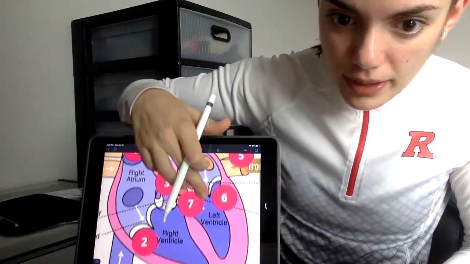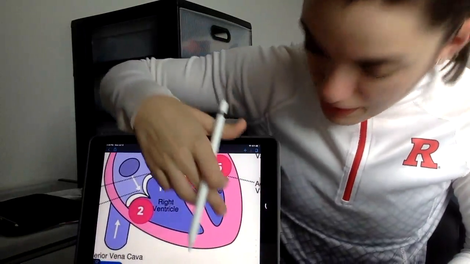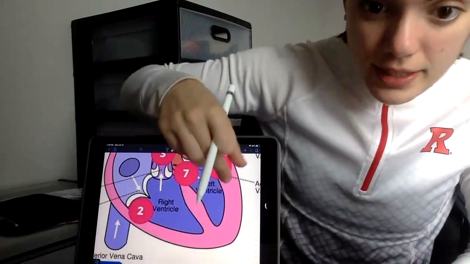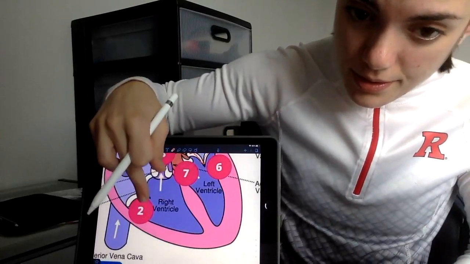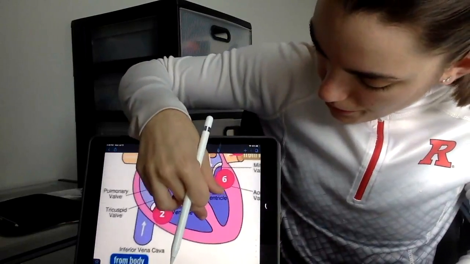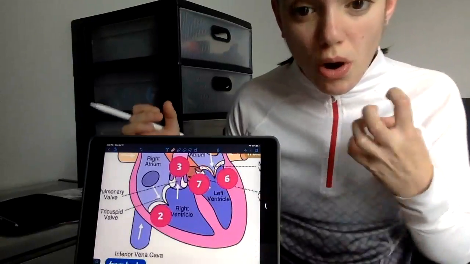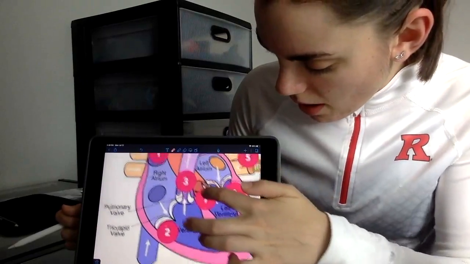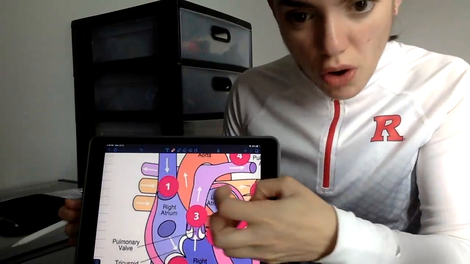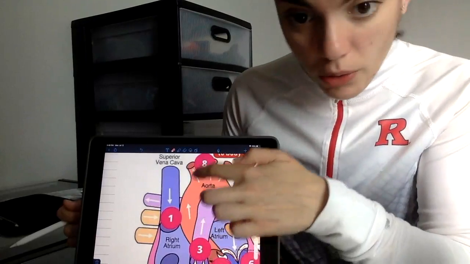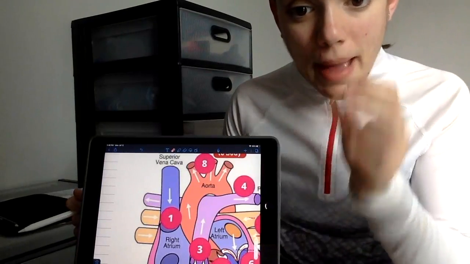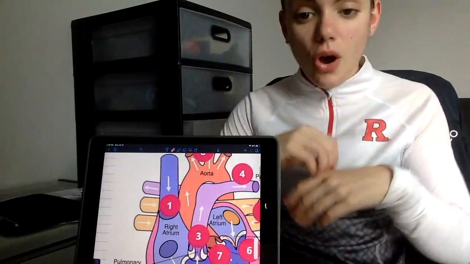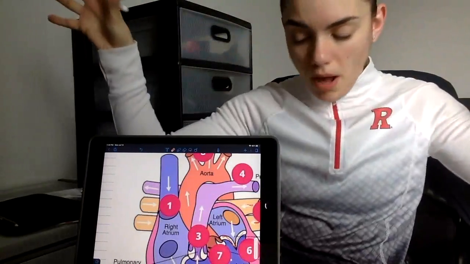If you notice, this is a wall of the heart. This is all muscle. This is way thicker than this. And that's because the heart needs to squeeze super hard once the blood has reached this portion. And it's going to shoot all of the blood up through the aorta, which is a massive, thick artery that sends all of the blood to the rest of the body.